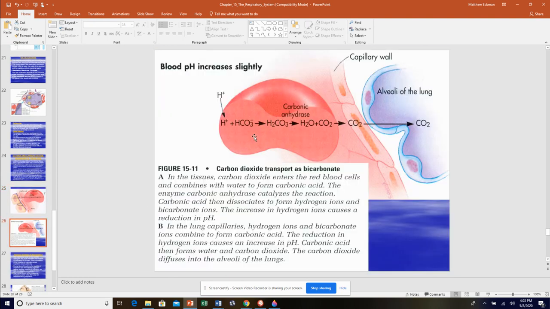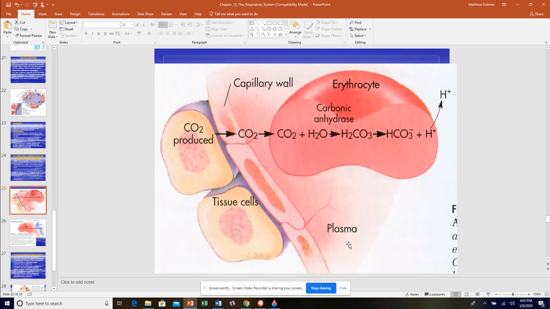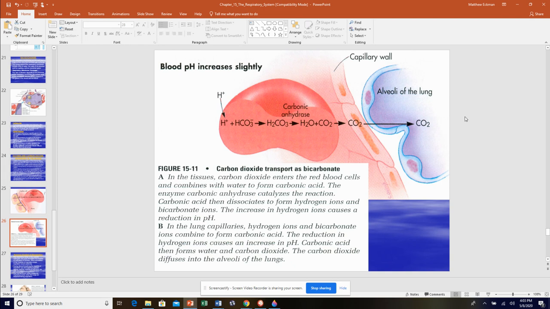Moving to the next picture here, this is showing the other end of it, so getting the CO2 out of our blood into the alveoli. So part A right here is talking about the previous picture. This is for A, and then this picture right here is for B. So if you follow the whole pattern, I think that this little paragraph right here sums this up perfectly.